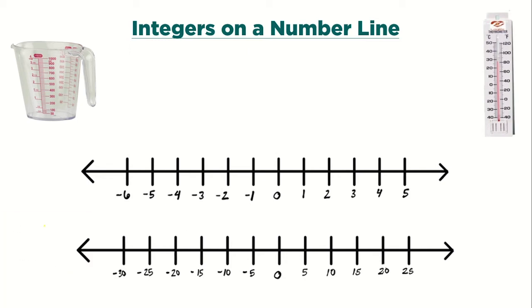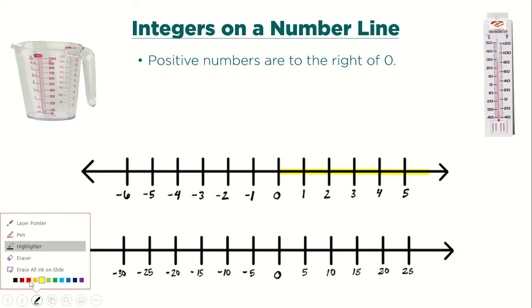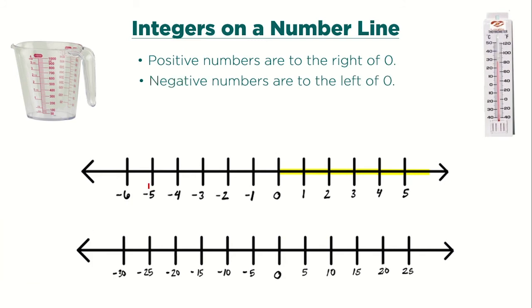So first, always remember that positive numbers are to the right of 0. So in our number line here, always remember, going to the right would be positive numbers. While on the left side of 0, those are negative numbers. So it's here.